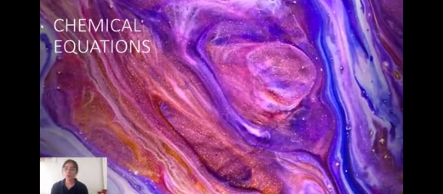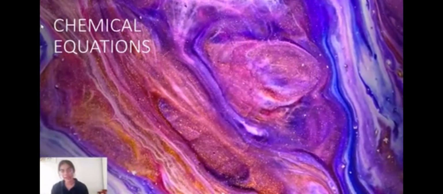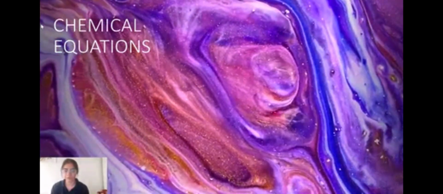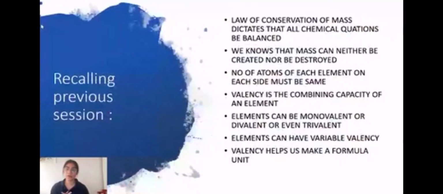Before we go on to what we would be studying in this session, let us first recall what we studied in the previous session. We studied that the law of conservation of mass dictates that all chemical equations be balanced. It means that the number of atoms of each element on the reactant side must be the same as the number of atoms of each element on the product side. Why? Because in a chemical reaction, you can neither create mass nor destroy mass.